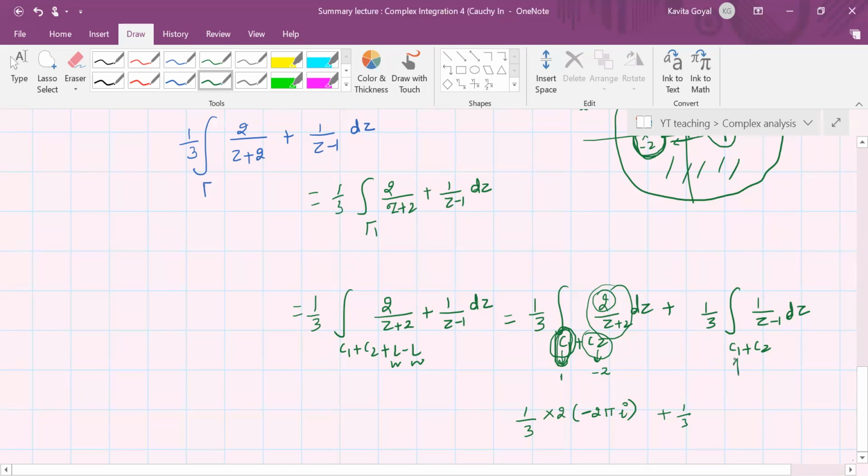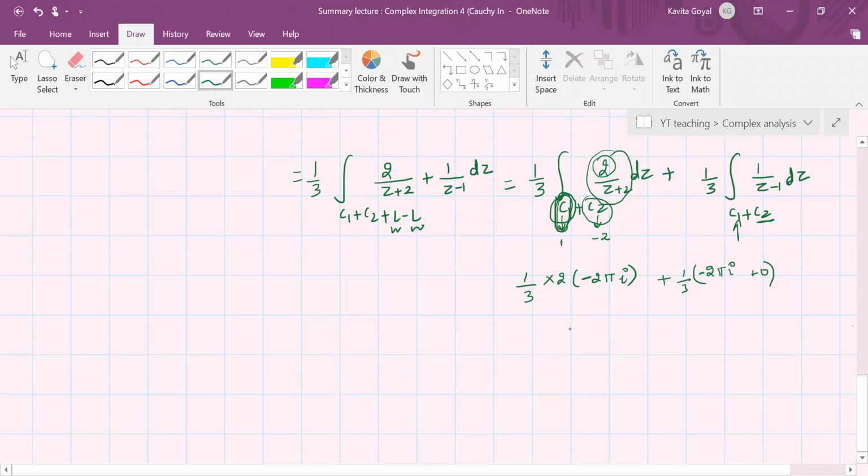So here along C1, the integral will be 2 pi iota with a negative sign because of negative orientation, and along C2, because this is analytic, this integral is 0. So you get your integral as minus 4 by 3 minus 2 by 3 pi iota, so that is minus 2 pi iota. Is the calculation correct? Minus 4 by 3, 2 by 3, 1 by 3. This 2 is here. Minal, is the calculation correct? Yes, ma'am.